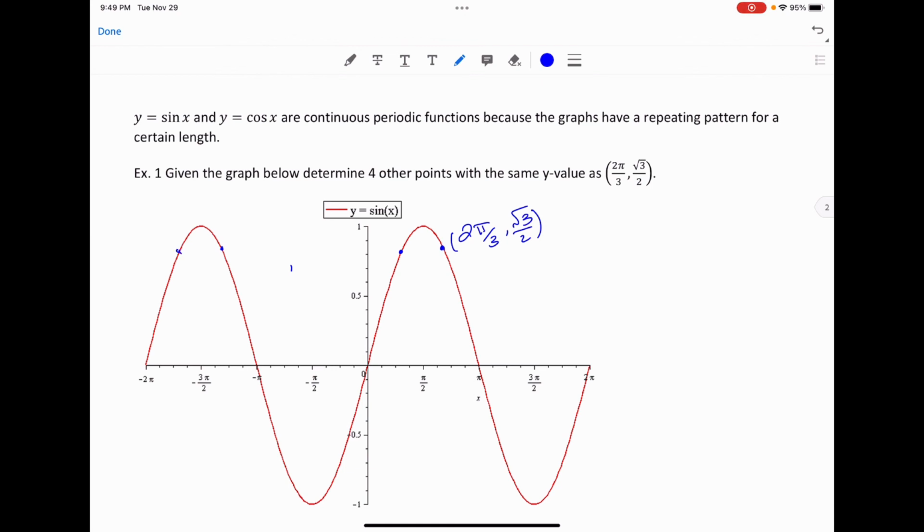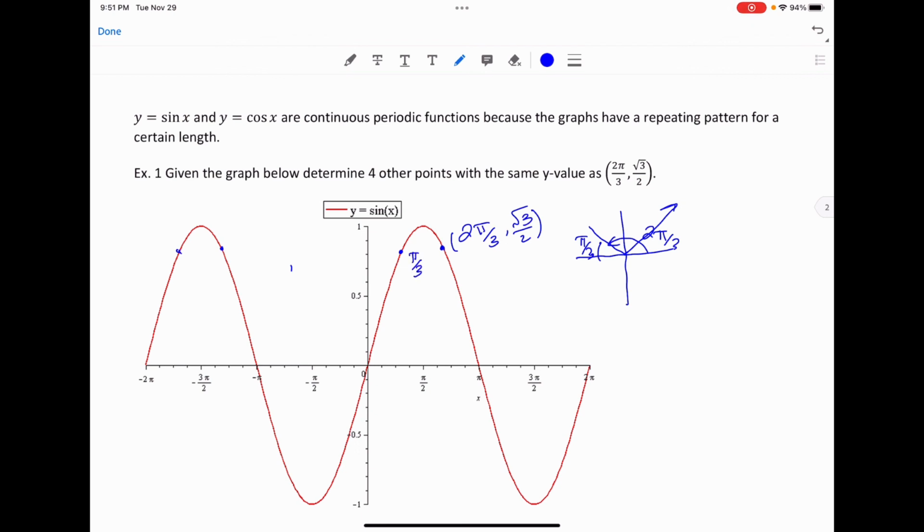So what we are going to do is we're going to pause. All right, so this 2 pi over 3 we know is in quadrant 2 and has a reference angle of pi over 3. And this is our 2 pi over 3. So where else is sine positive? Well, it's positive in quadrant 1. So this point here then must be pi over 3 in quadrant 1.